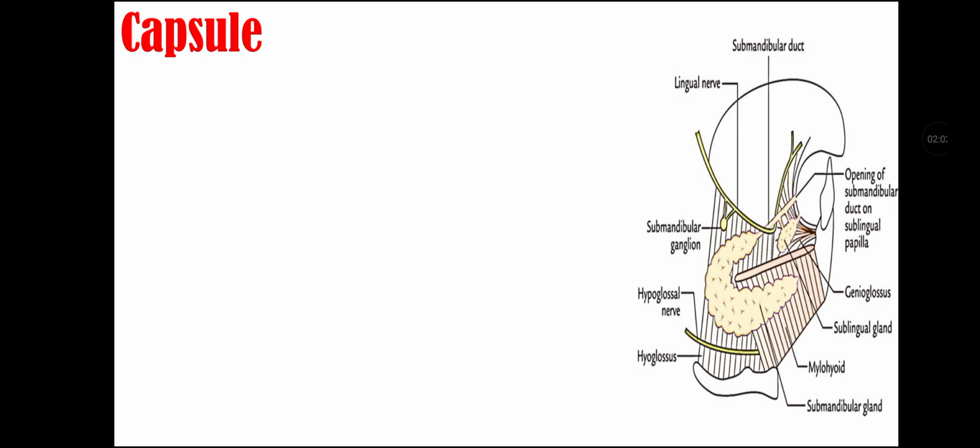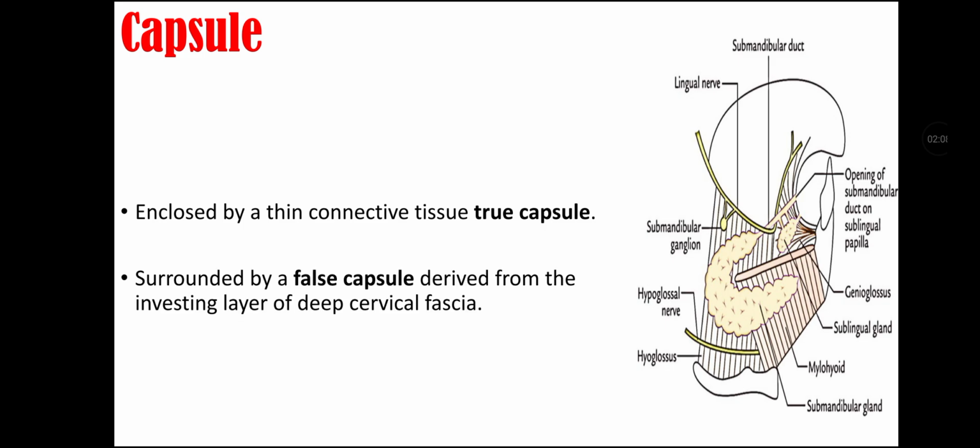Talking about the capsule of the submandibular gland, it has a thin connective tissue true capsule. This gland is also surrounded by a false capsule that is derived from the investing layer of deep cervical fascia. So it has two capsules: one is the true capsule and the second is the false capsule. The true capsule is thin connective tissue, while the false capsule is derived from the investing layer of deep cervical fascia.